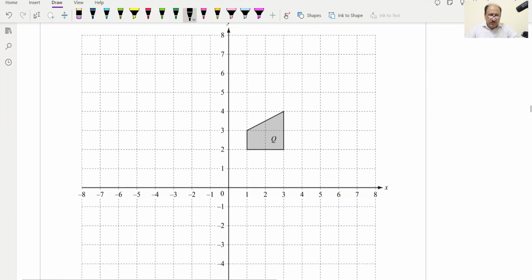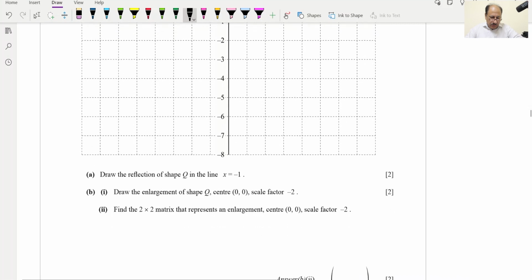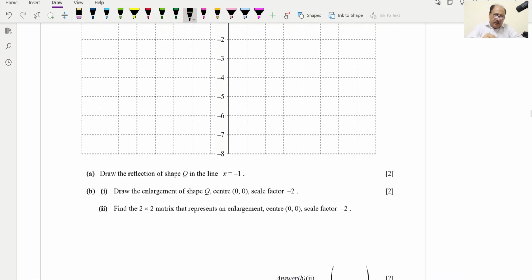Question number 4 is a transformation question. A grid is provided and shape Q is also provided. Let us move to the A part. A part says draw the reflection of shape Q in the line x is equal to -1.